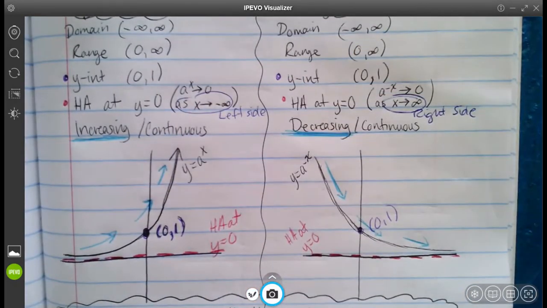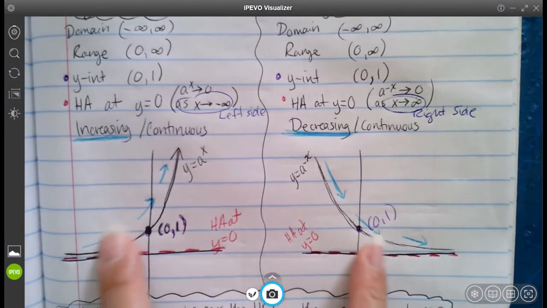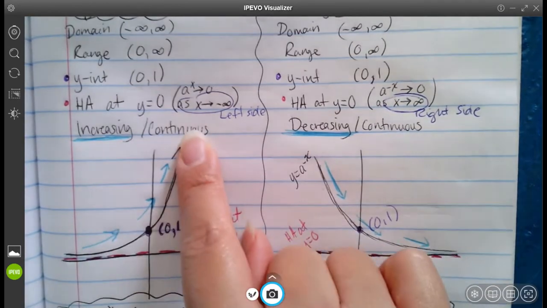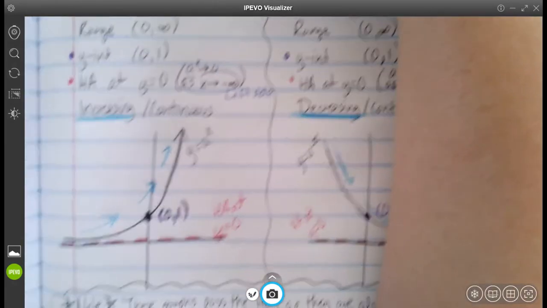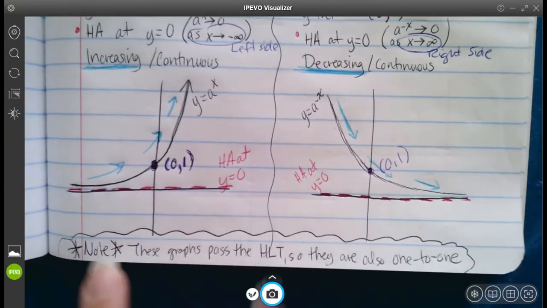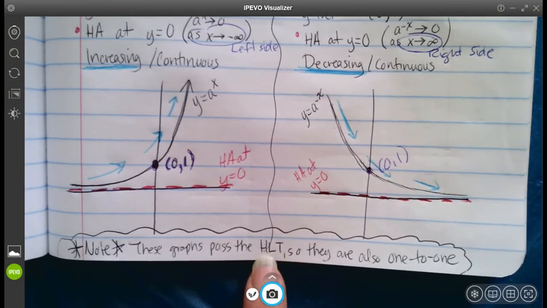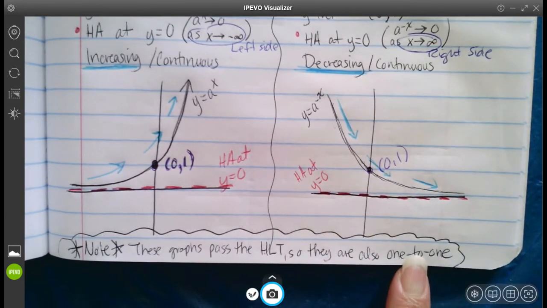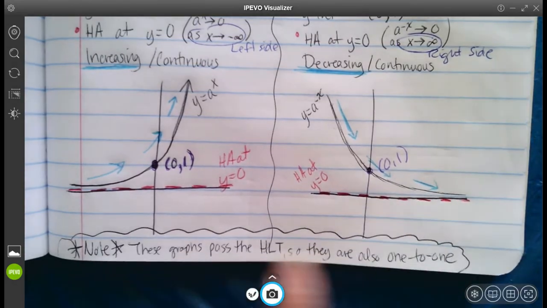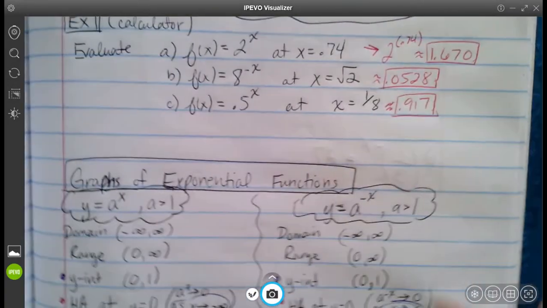So one of the key distinctions with these two graphs is that they're both approaching 0, okay, y equals 0, but they're going in opposite directions, because this one is a growth or increasing, and this one is a decay or decreasing. Okay, one final thing about these two graphs, note here at the bottom, both of these graphs pass the HLT, which is our horizontal line test. So that means that they are one-to-one, meaning they have inverses. And it also means that we can use this property to solve equations in a similar sense. Okay, so let's go ahead and look at an example of that.